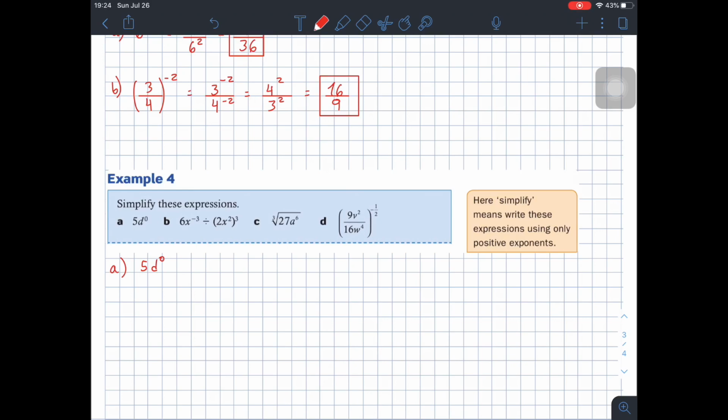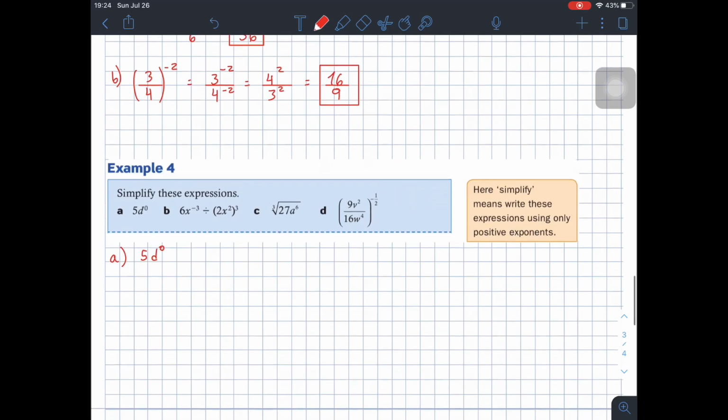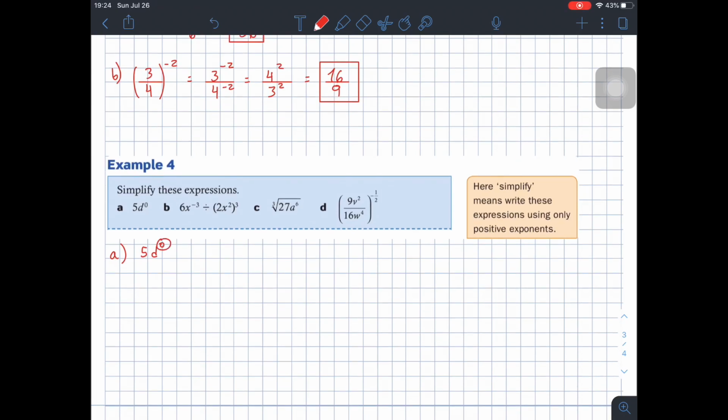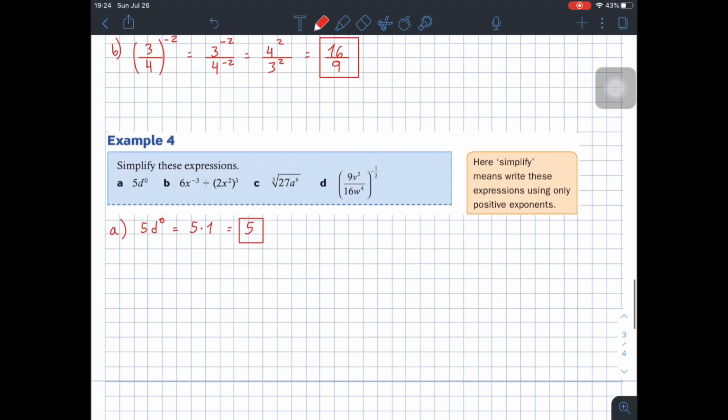As we said in one of the first laws, I think the third one, any number to the power of 0 is always equal to 1, right? One thing you need to pay attention to here is that this power of 0 is only affecting the d. It's not affecting the 5. If it affected the 5, it should have been written in parentheses, okay? So as it is only affecting the d, this is 5 times 1, and 5 times 1 is equal to 5. So this is the result for part A.